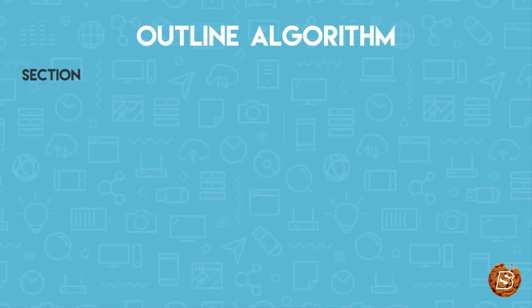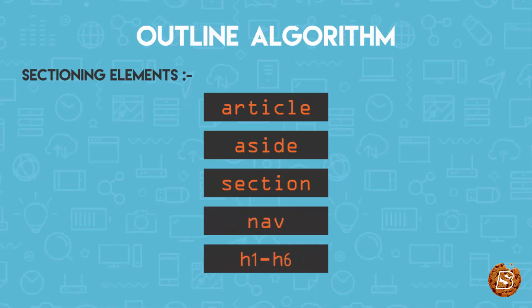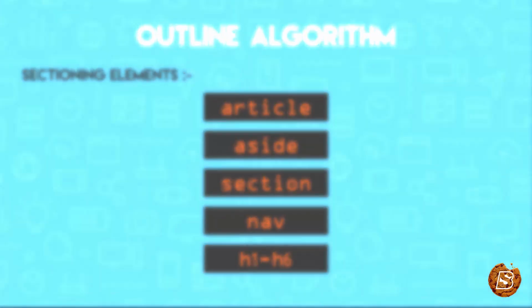We have the following sectioning elements in HTML5. They are article, aside, section, nav, and then the header tags h1 to h6. Now all these generate a new section in the document. In order to understand this outline algorithm, let's take some examples.